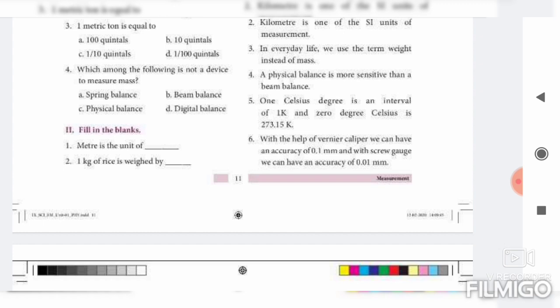What is the answer? Spring balance. Why spring balance? Beam balance, physical balance, and digital balance are used to measure mass. So spring balance alone is used to measure weight. Okay, then fill in the blanks.